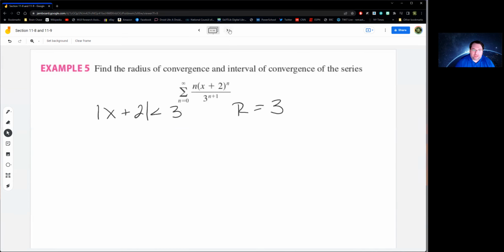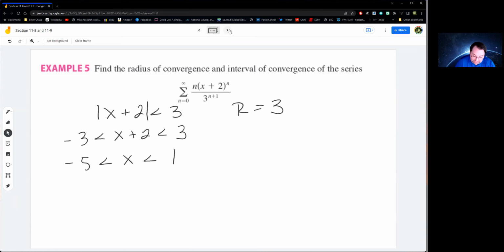All right, so now let's find my interval. So I've got -3 is less than x plus 2 is less than 3. So subtract 2 from all the sides. So -5 is less than x is less than 1. So I've got that for my interval.